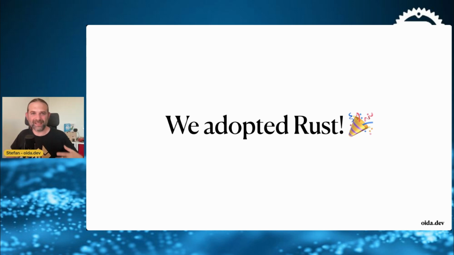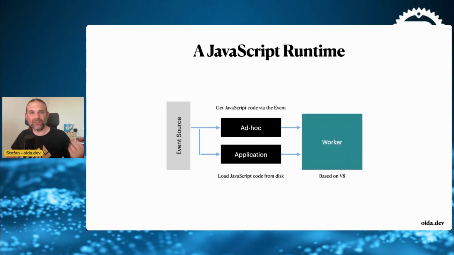So it's one of those things that we wouldn't have been able to do without Rust. We created our own JavaScript runtime. Pretty amazing, huh? So it builds up on V8, thanks to the Deno team for providing fantastic Rust V8 bindings. We make very much use of that.